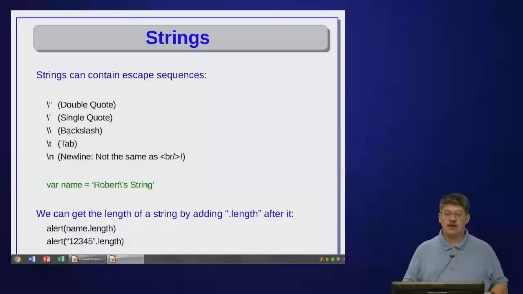Similarly, I can do the .length on string constants. So I can say 1, 2, 3, 4, 5 in double quotes, .length. And when I pull that up in my alert box, it'll say its length is 5.